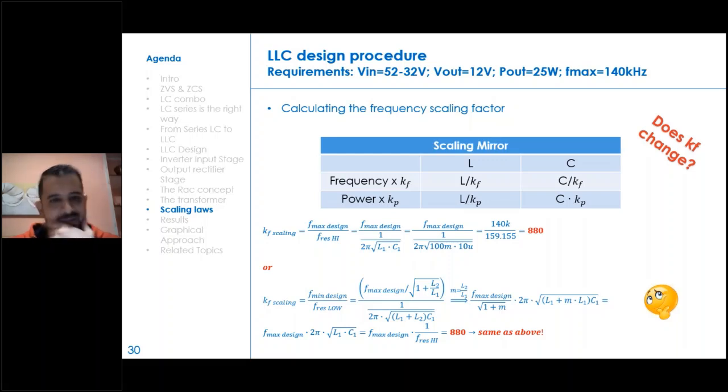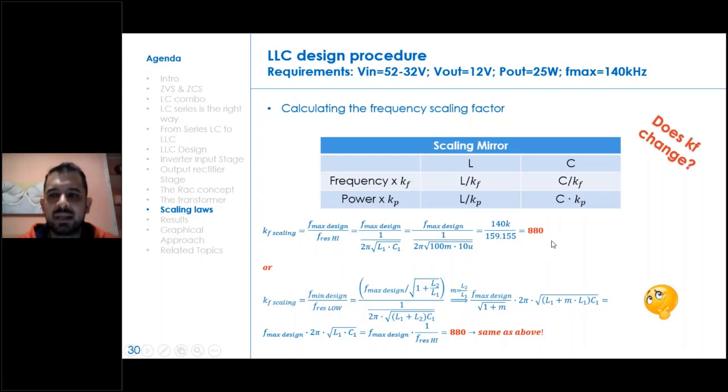Okay, so let's calculate now the frequency scaling factor. Our tank imposes a higher resonance that is something around 160 Hertz, while for our requirements, we have a maximum frequency that is something around 130 kilohertz. So the ratio between these 2 frequencies gives our frequency scaling factor to be 808. Oops, 808. 880, that is this one.